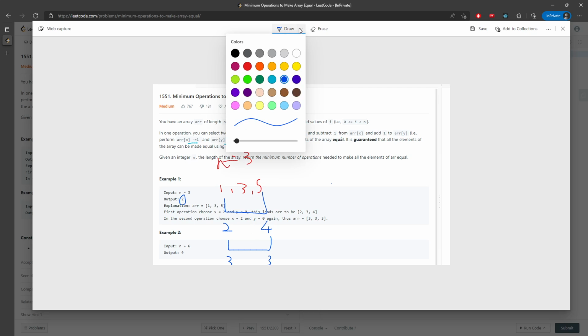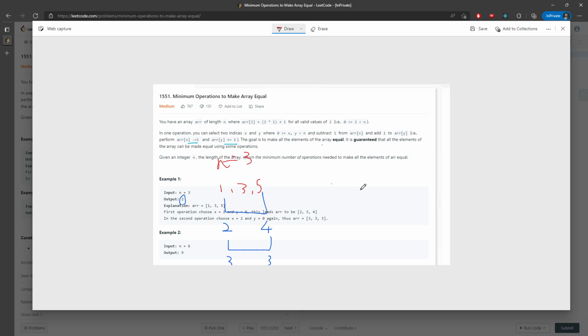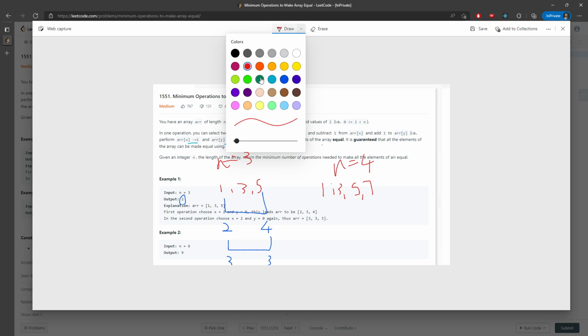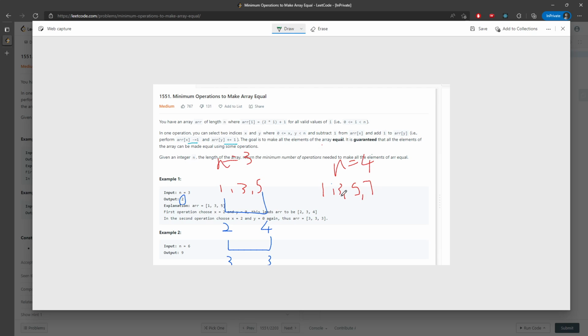So how about when n equals 4? When n equals 4, the array is 1, 3, 5, and 7. We probably have a hard time finding the middle, right? Actually the middle is the average of these two numbers, which is 4.